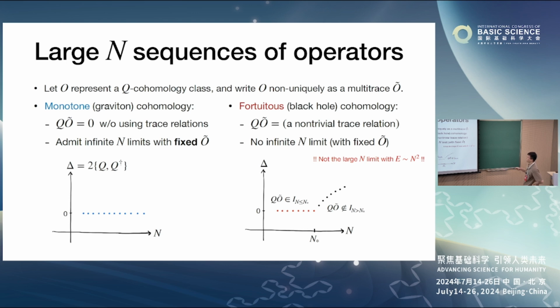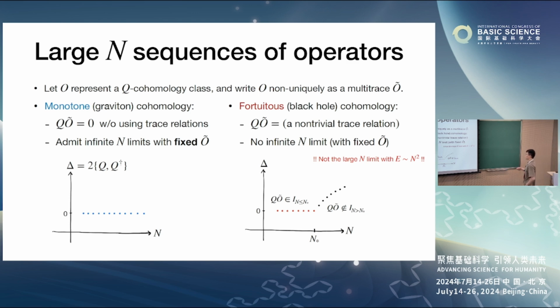And so if O represents a monotone cohomology, that means Q acting on O tilde actually gives you 0 without using any trace relation. And since to write down the multitrace O tilde, we do not need to specify what rank we are working with, that actually means that O tilde will give us a sequence of cohomology classes at higher and higher rank. And now we also use the one-to-one correspondence between cohomology class and the BPS state. So that would tell me that O tilde will give us an infinite sequence of BPS operators at increasing rank n. So here the y-axis is delta. Recall that for a BPS state, delta must equal 0. So we have this infinite sequence of BPS operators.